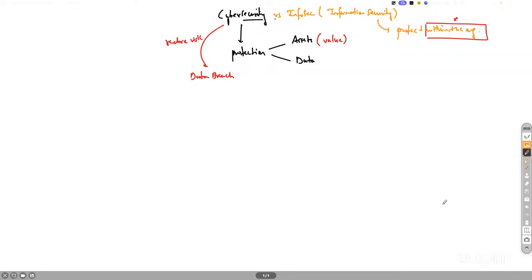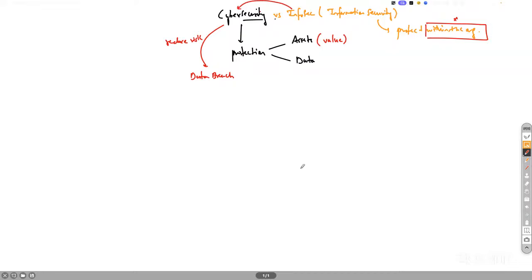Okay? Every organization nowadays, regardless of the size of the organization or what their geographical location is, is a potential target. Okay, so we have now transitioned from here to here.